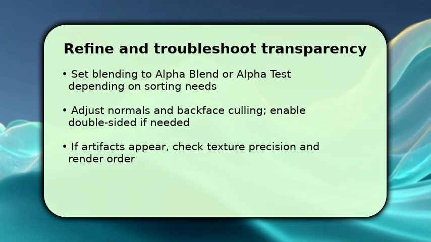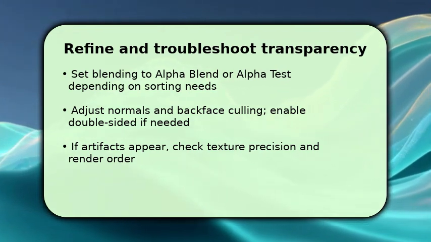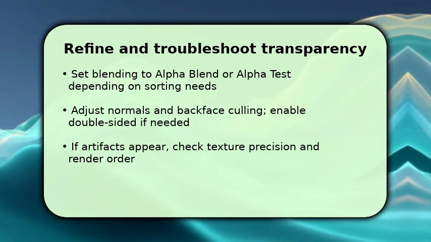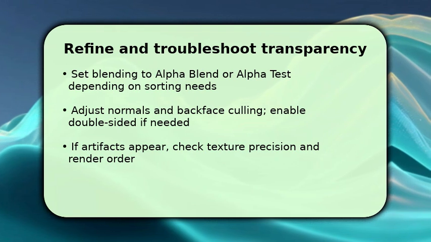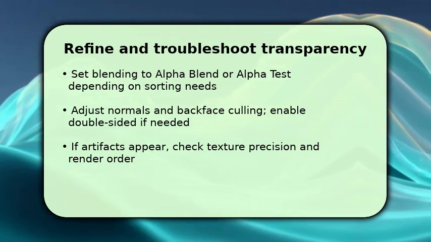Finish by refining edges and sorting behavior. Choose Alpha Blend for smooth fades or Alpha Test for crisp cutouts. Alpha Test is cheaper, but can produce hard edges. Disable backface culling or enable double-sided rendering if thin geometry disappears.